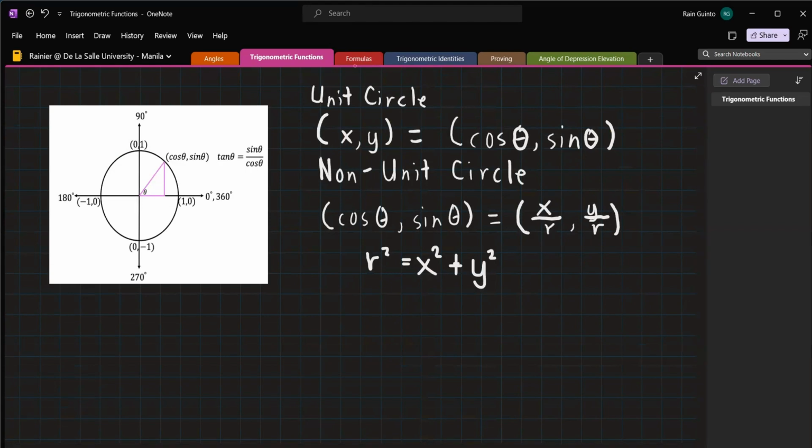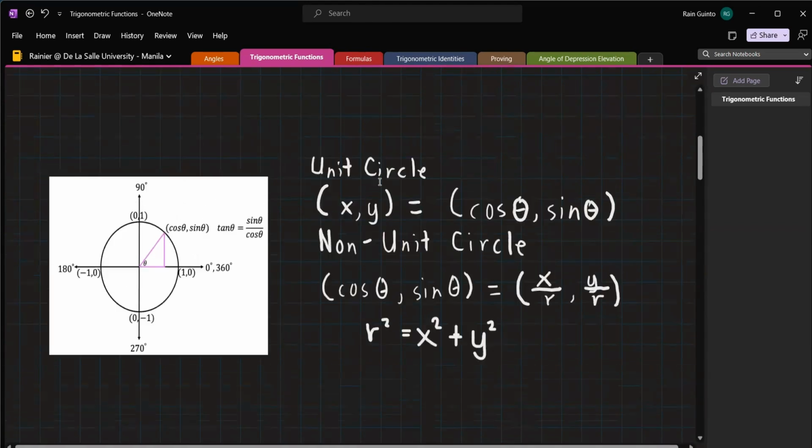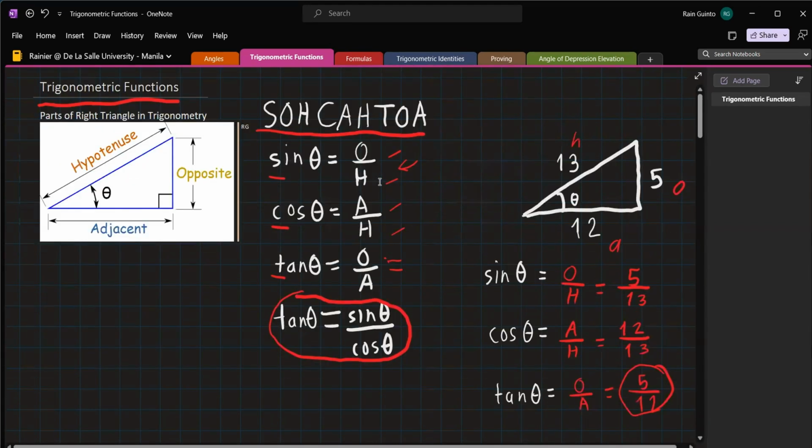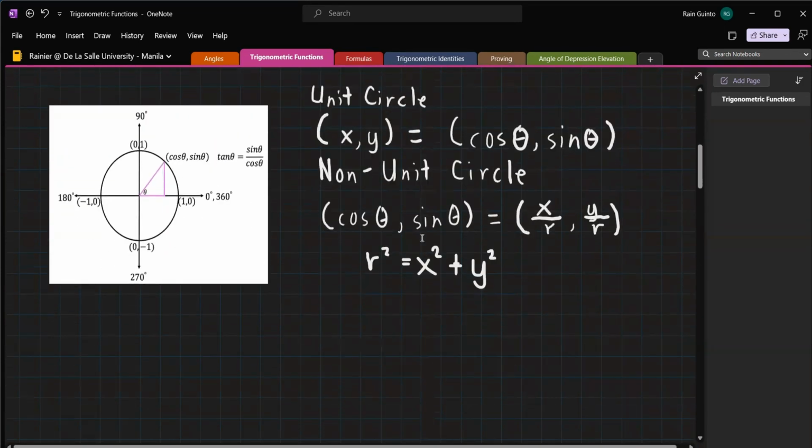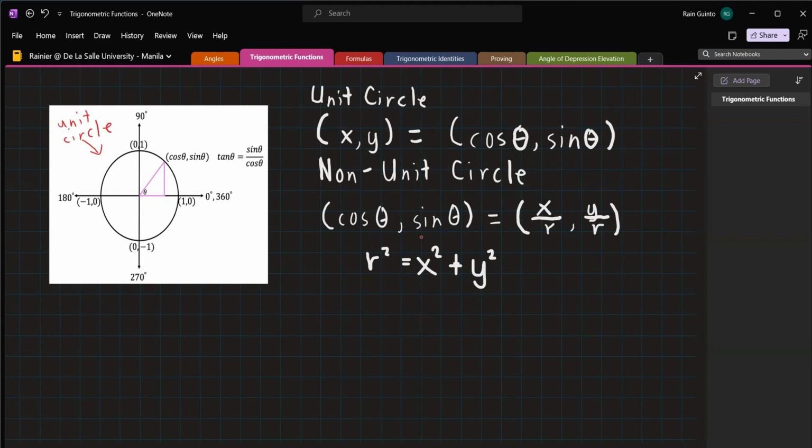Now, we've already tackled the trigonometric functions in a right triangle diagram like this. But what if it's in a unit circle? As I've said earlier, we usually use the unit circle when we are using trigonometry because it helps a lot, since it kind of gives the values of these trigonometric functions.